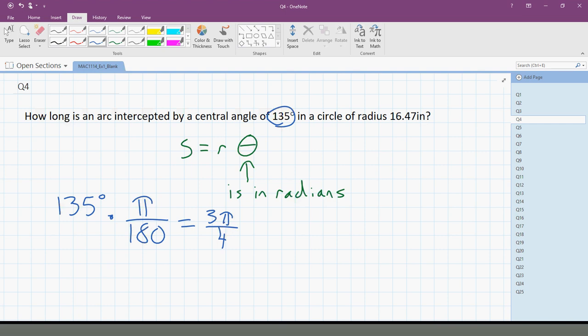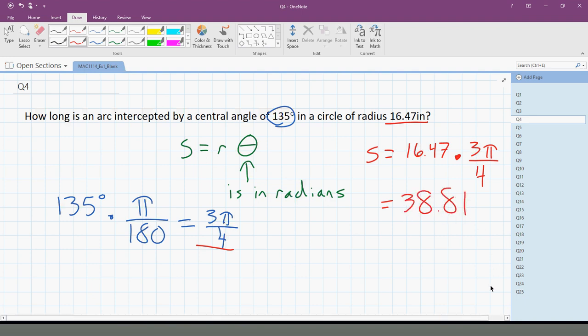So there's our radians. We know our radius. All we got to do is plug in and kick out an answer. So S equals 16.47 times 3 pi over 4. And then this one, the directions will tell you to round to 2 decimal places. 38.81 is in fact the answer. Cool. All right, moving on.